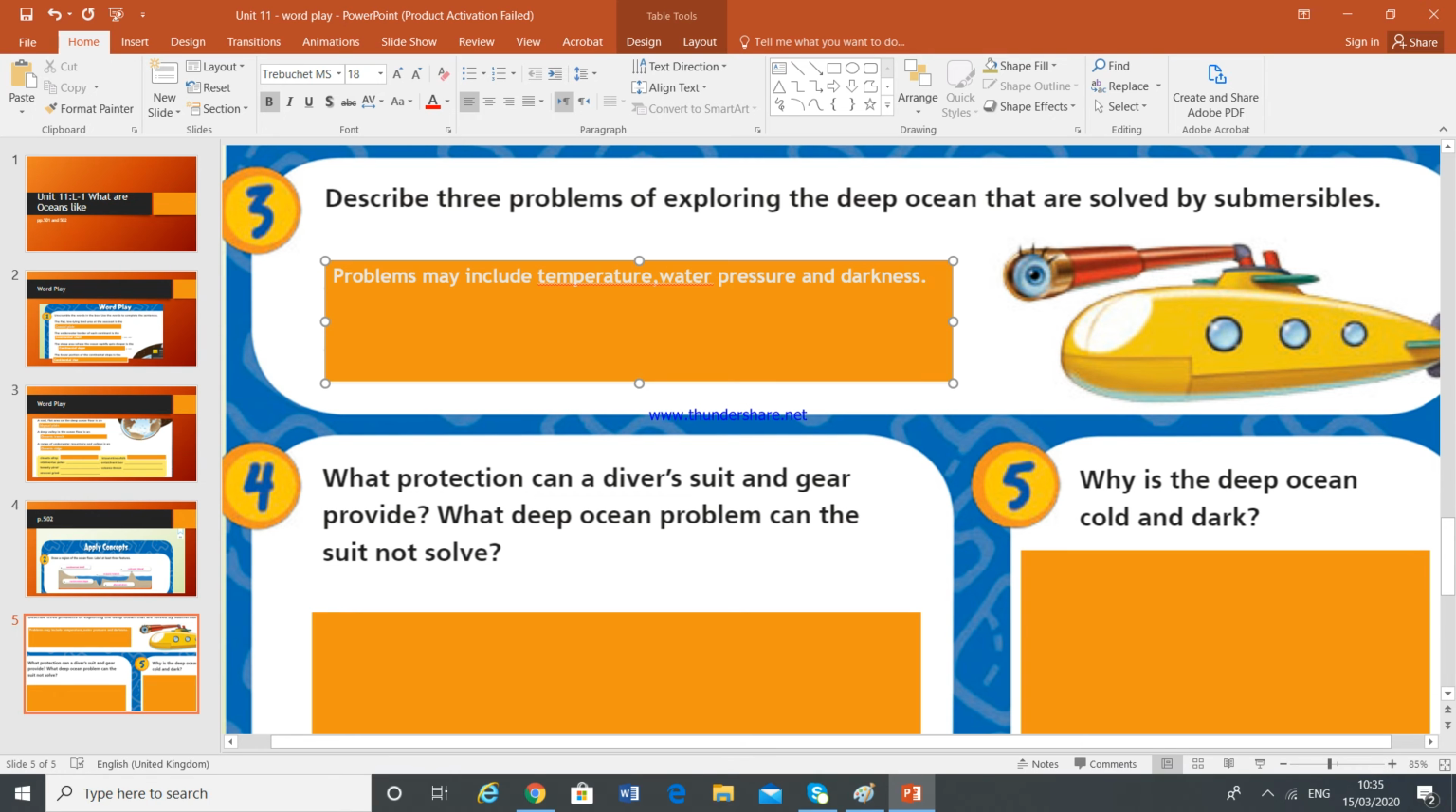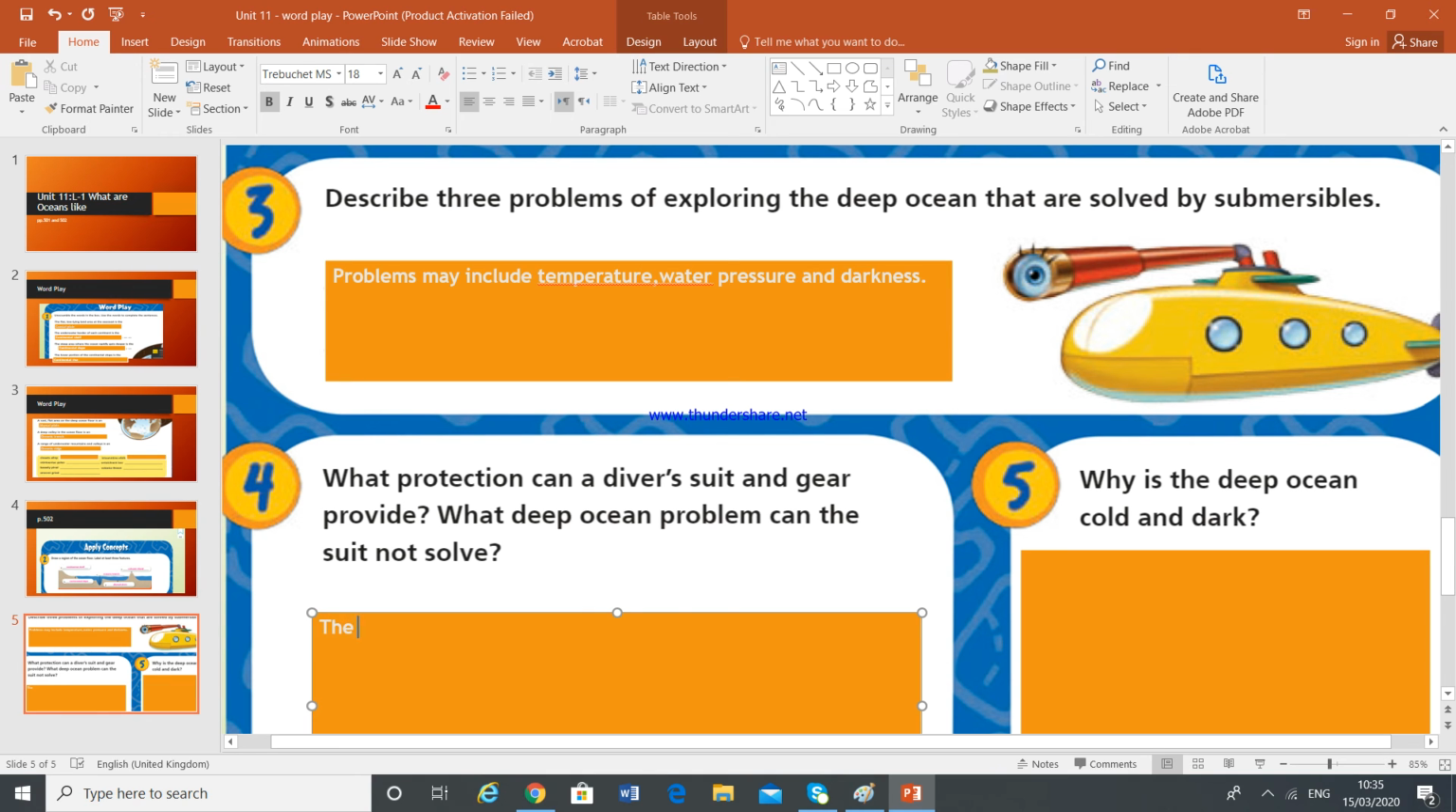What protection can a diver's suit and gear provide? What deep ocean problem can the suit not solve? Of course, when you are wearing sweaters in the winter season, it can protect you from the cold wind. But imagine if it's a hurricane or a storm and you are not able to stand in one place. Will the suit help you from moving from one place to another? No, it can't. The suit and gear only protect the diver from cold and provide a light source, but the suit can't protect a diver from high pressure.